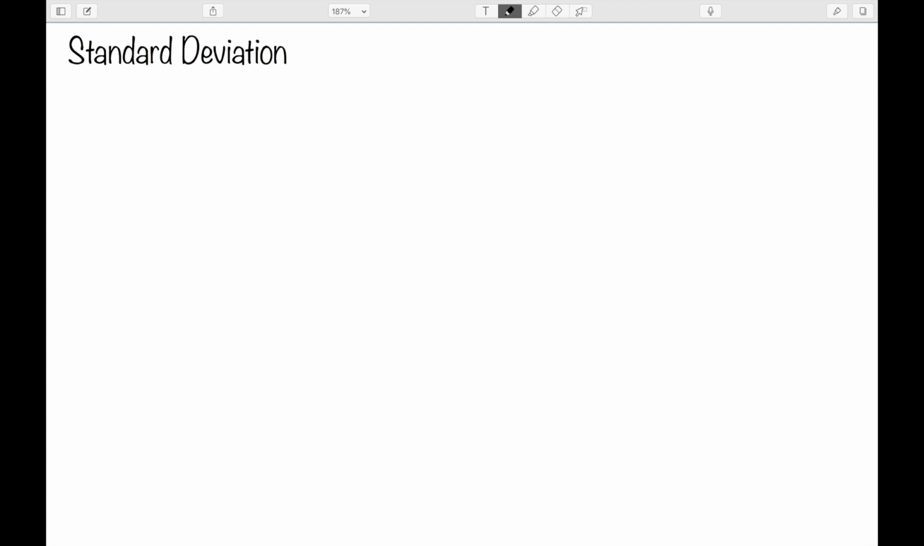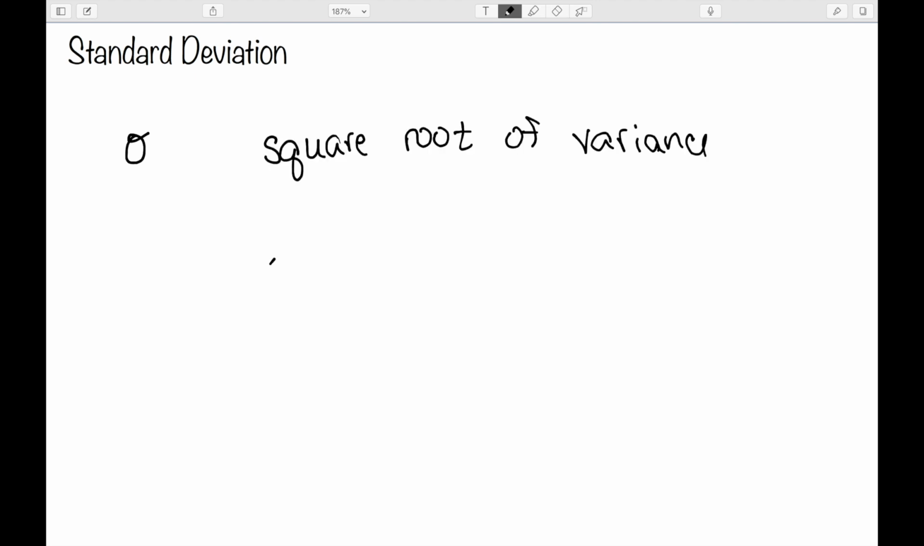Before I do an example, I also want to define standard deviation. Standard deviation is denoted by sigma, and it's the square root of variance. In other words, sigma is the square root of sigma squared.